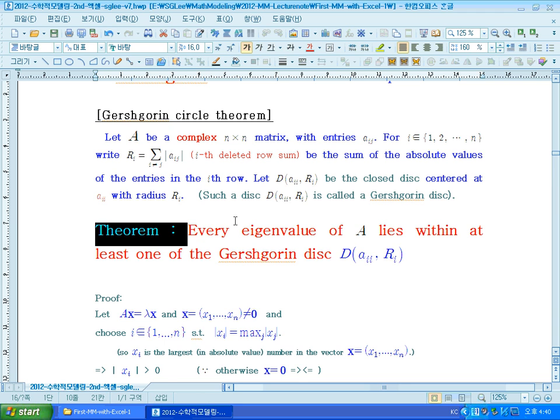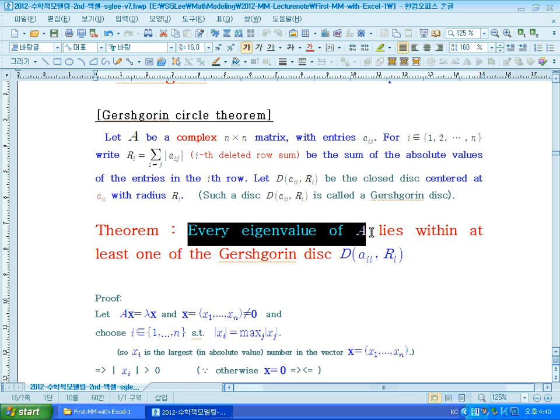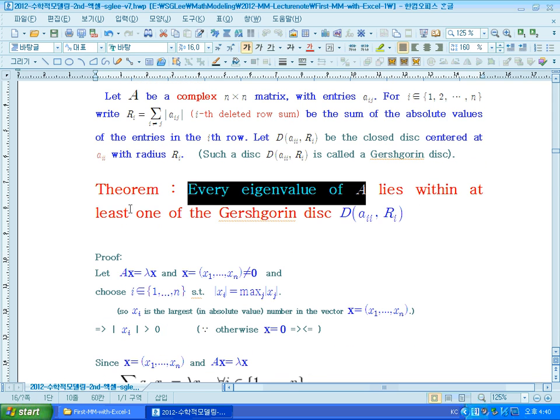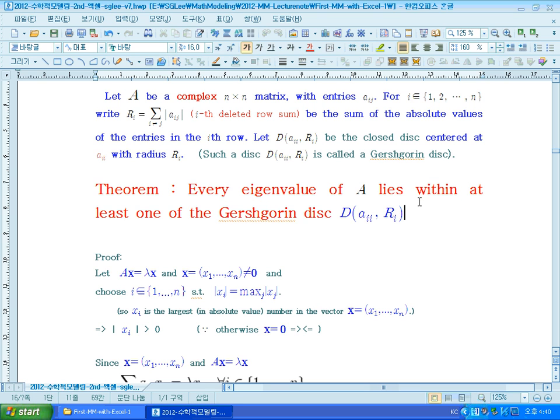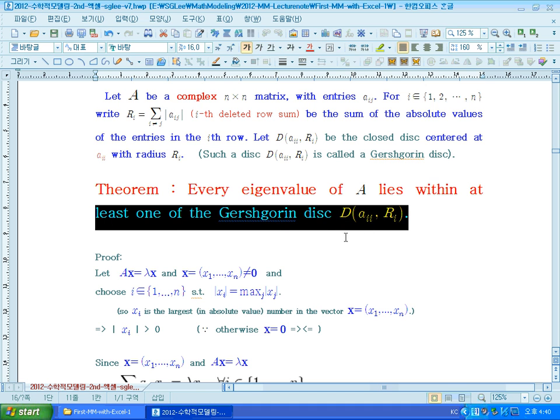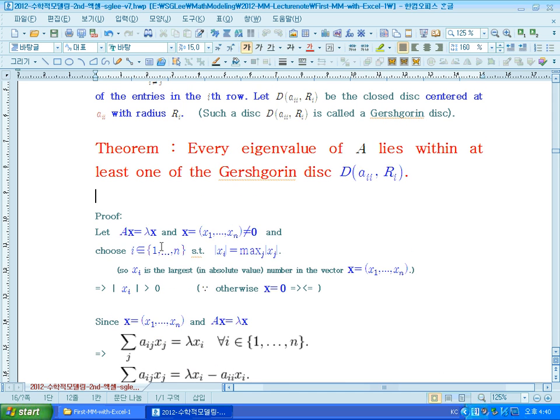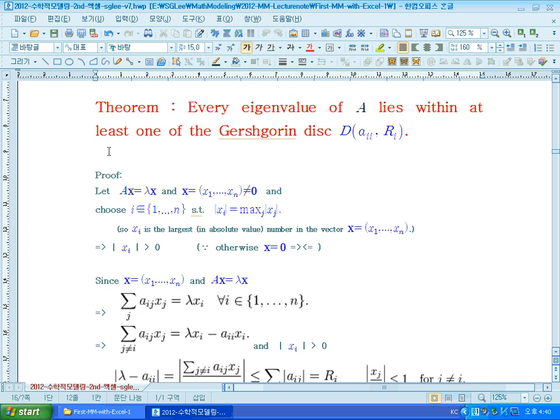The theorem says every eigenvalue of A lies within at least one of the Gershgorin disks. Okay? Every eigenvalue of A lies in at least one of the Gershgorin disks. Here is the proof. The proof is very simple and clear, and you're going to see it in the midterm examination.